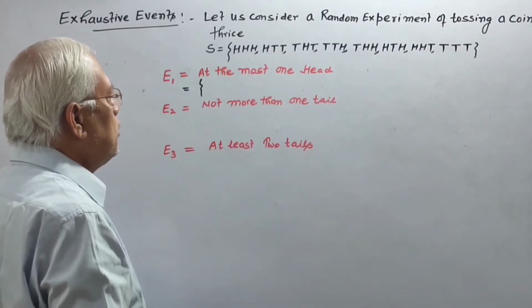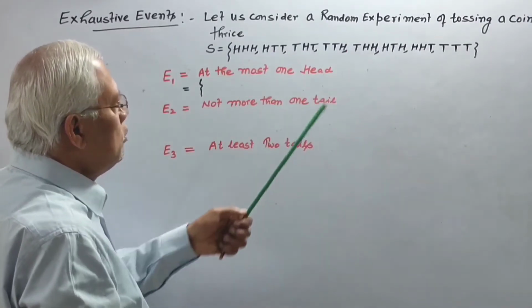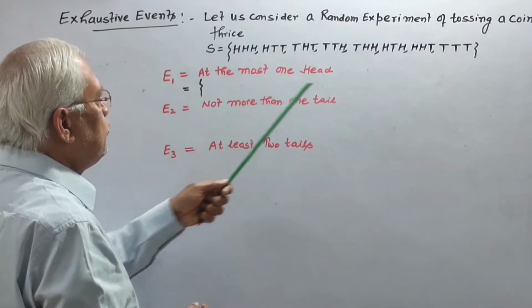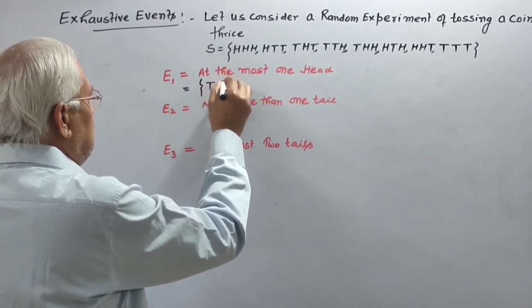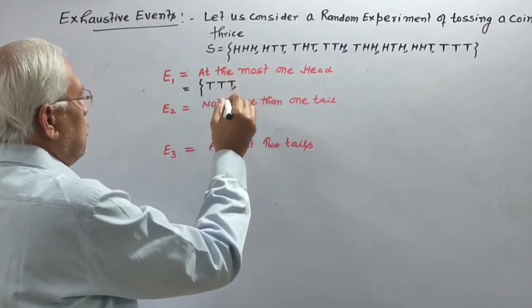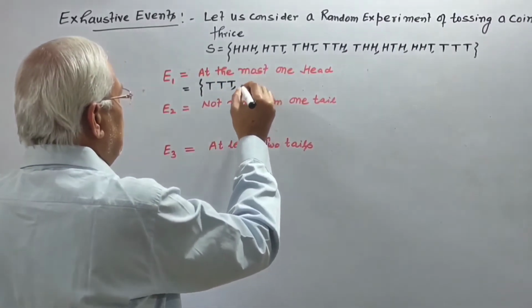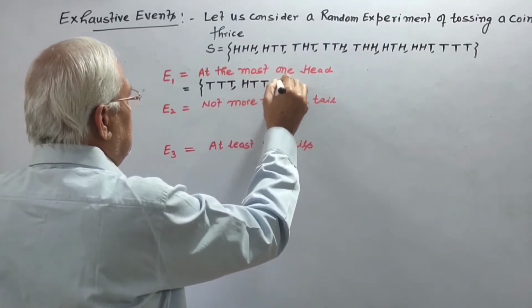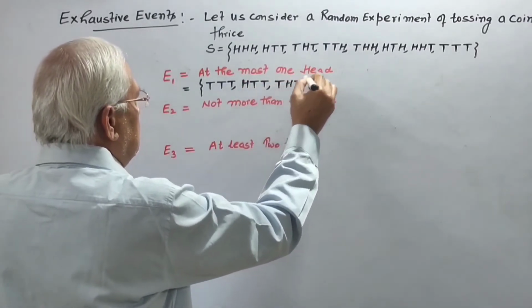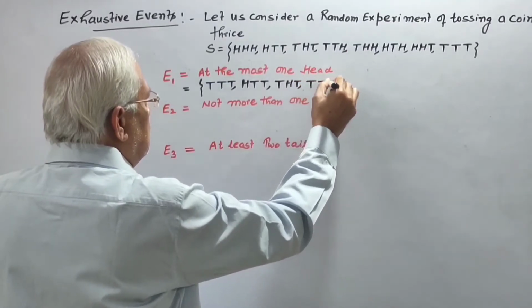So you can take cases of no head. No head means that is TTT, no head. And cases of one head only, that is HTT, THT, TTH.